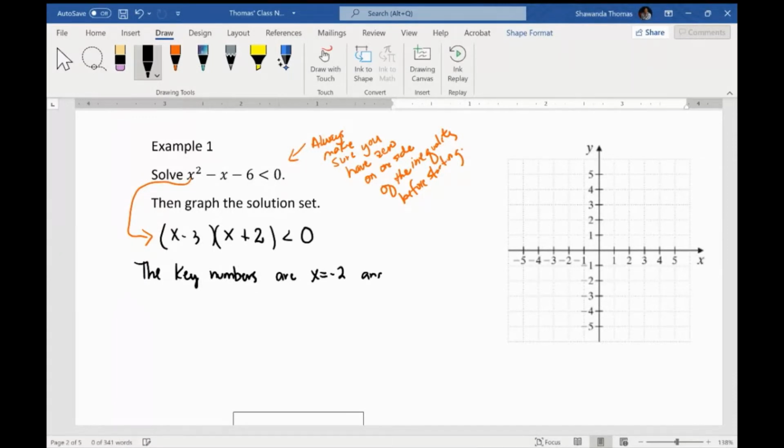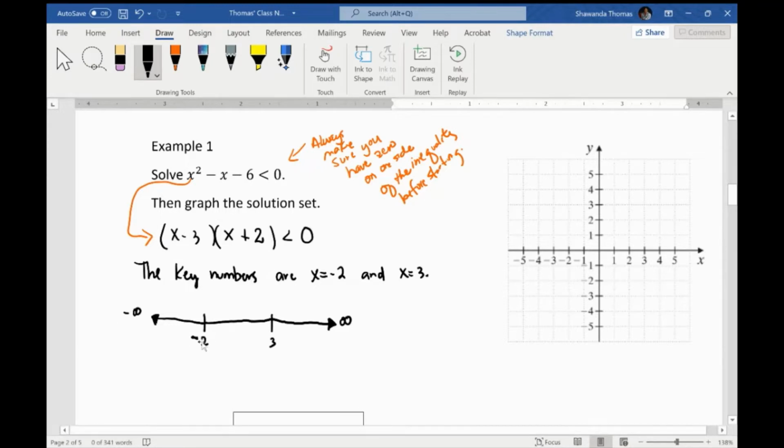Very nice. I'm glad that you put it in order, because the next step is I'm going to draw a number line, and it'll be nice that it's already in order. -2 and 3, and of course you have negative infinity in that direction and positive infinity to the right. Our test intervals are negative infinity to -2, -2 to 3, and 3 to infinity. So we have 3 test intervals again.